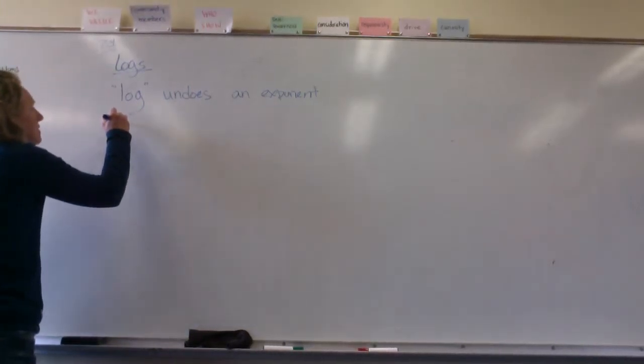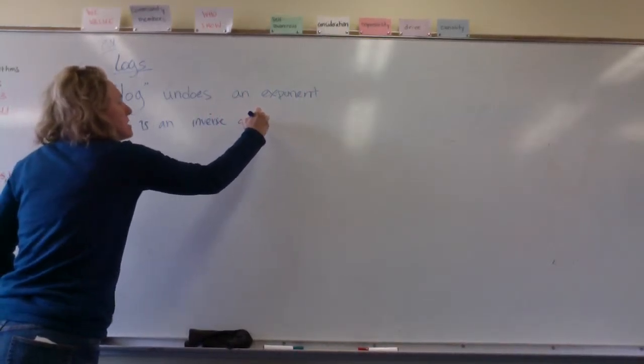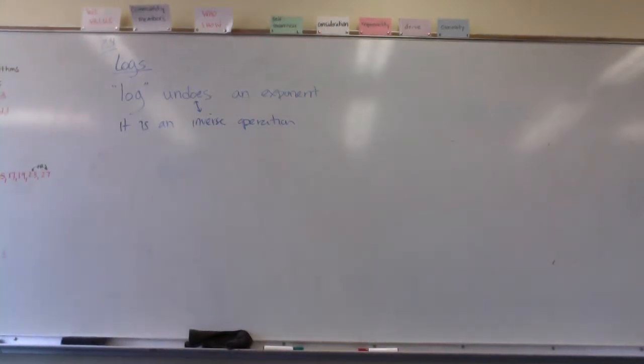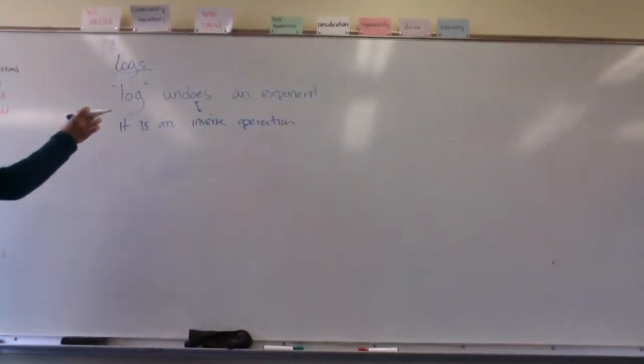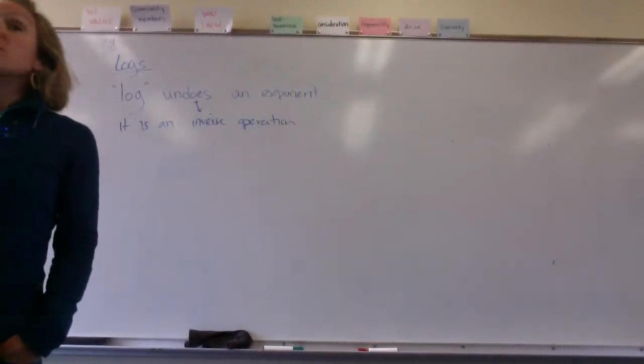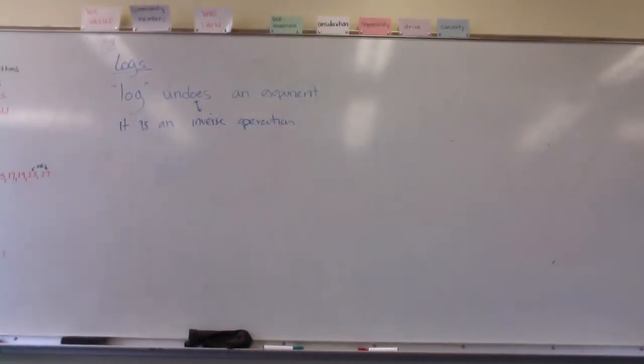So we call it an inverse operation. So undoes and inverse are kind of the same thing. And I'm going to give you some examples, because I think this is why people get confused: this is a word, and in math, we normally use letters, numbers, symbols. It's an operation.